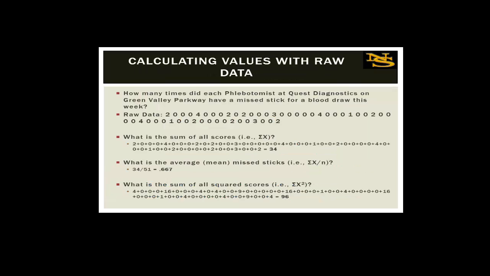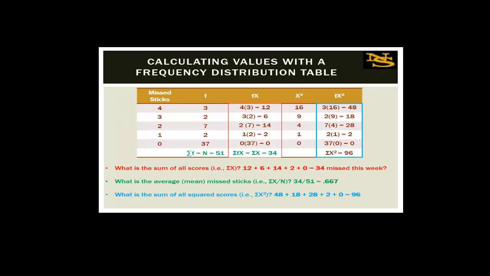Now that's the same value that you would get if you were looking at your raw data and you wanted to add all those together. You would get 34 as well. If you have a lot of data and there's not a whole lot of zeros involved, that's going to be ugly and not very fun and very easy to make mistakes. So if you can get comfortable with this strategy, it will help you in the future. Keeps things organized and more simple and less chance of making an error. So 34 missed sticks this week.